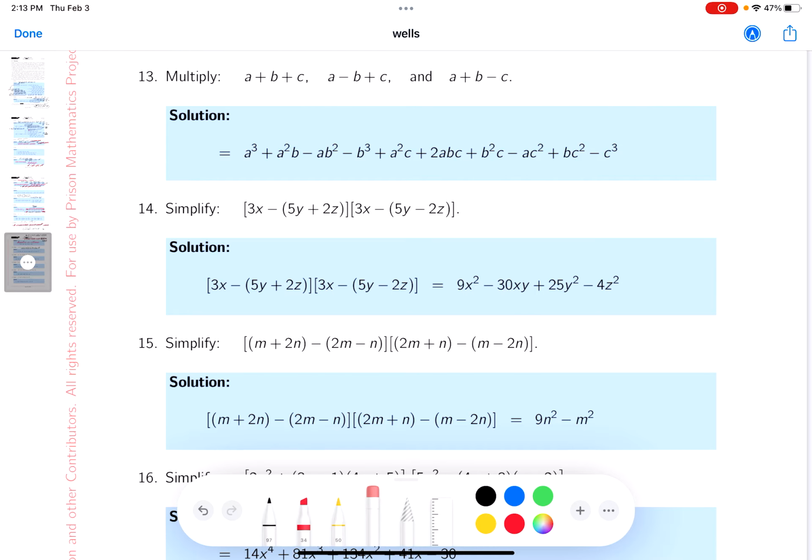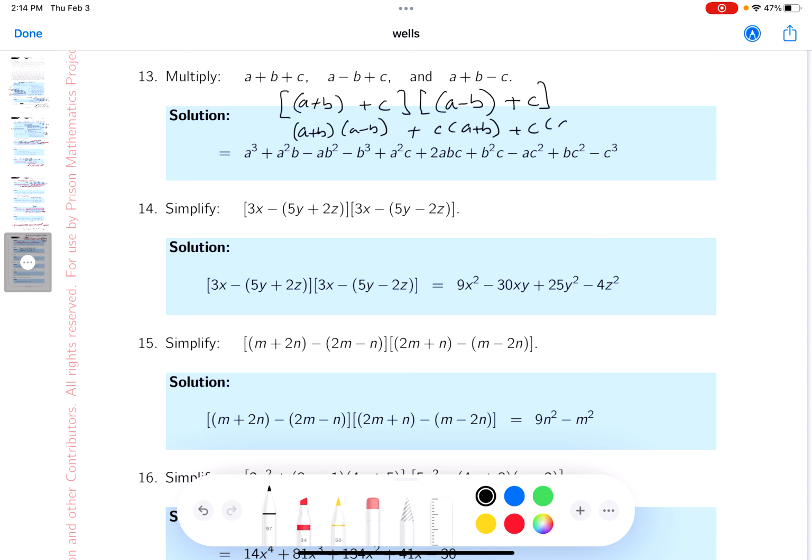I don't know if I want to do all the details in the problem, but I want to point out other things I'm noticing over here. If I just look at this, a plus b plus c, and if I wrote this down over here, a minus b plus c, right? I can put that down. Now, certainly, this is not that bad to multiply out. What would you get? Well, you get a plus b times a minus b, which are conjugates. Then you're going to get c times a plus b plus c times a minus b.